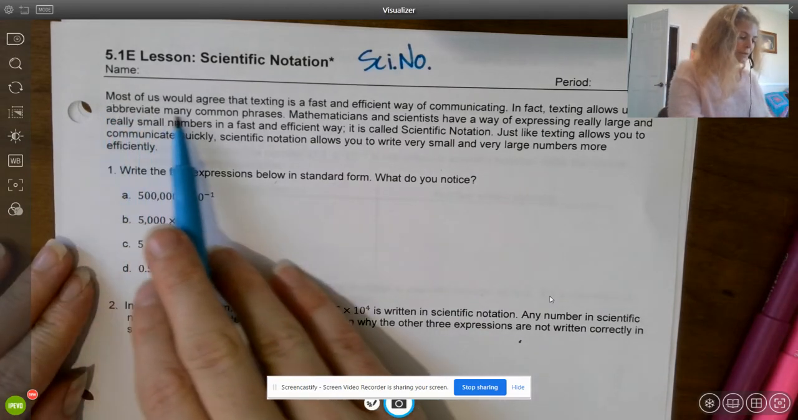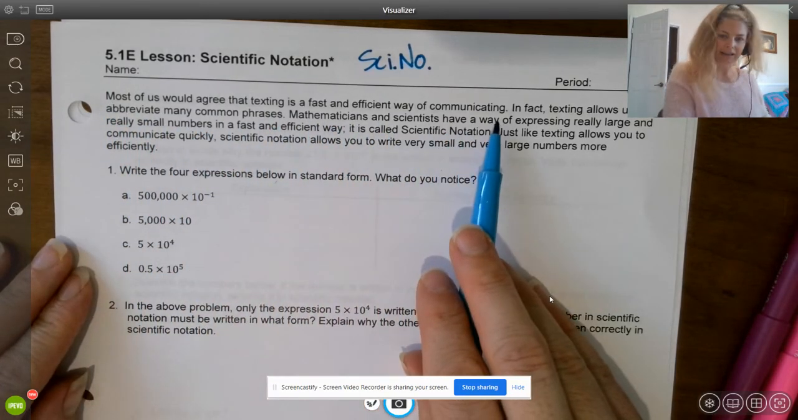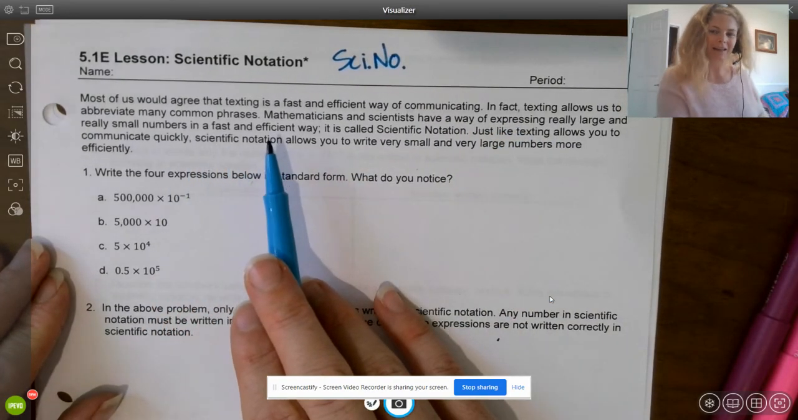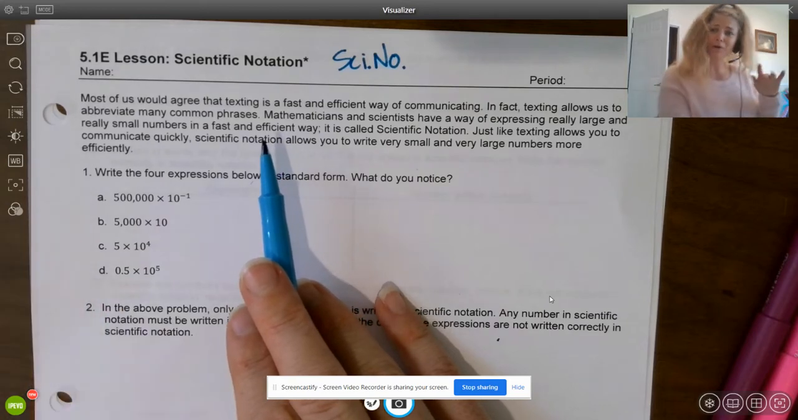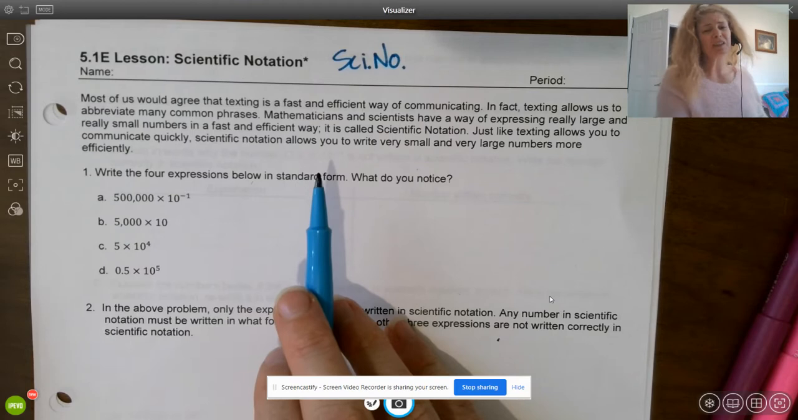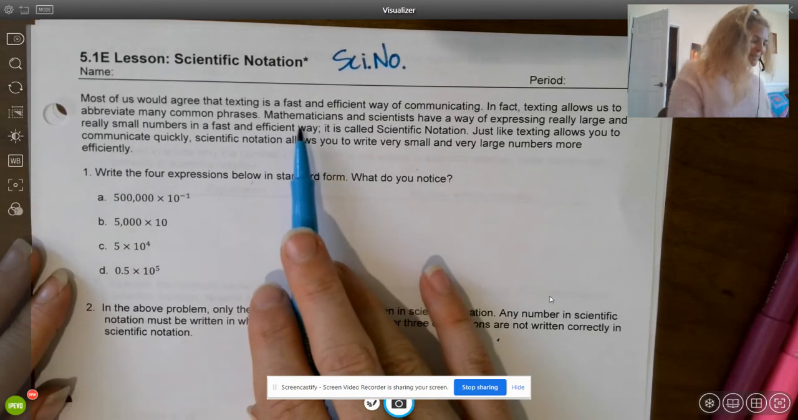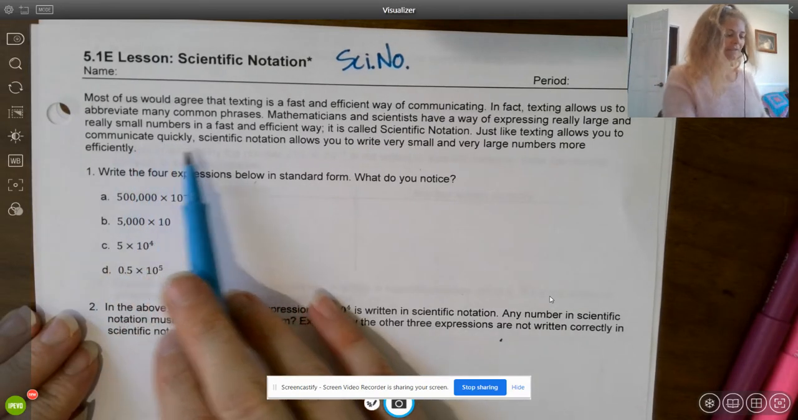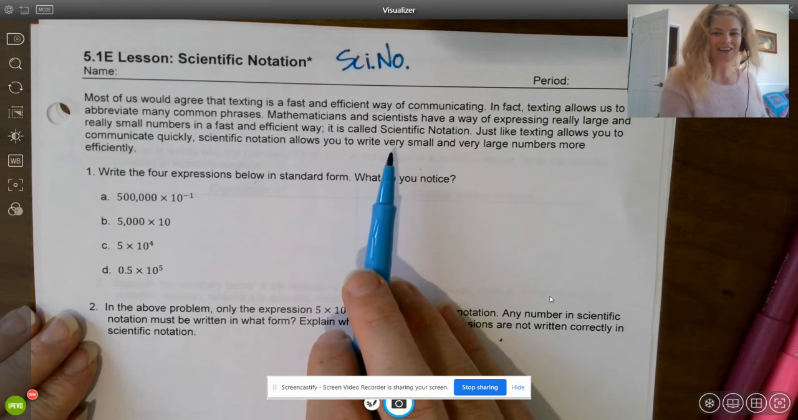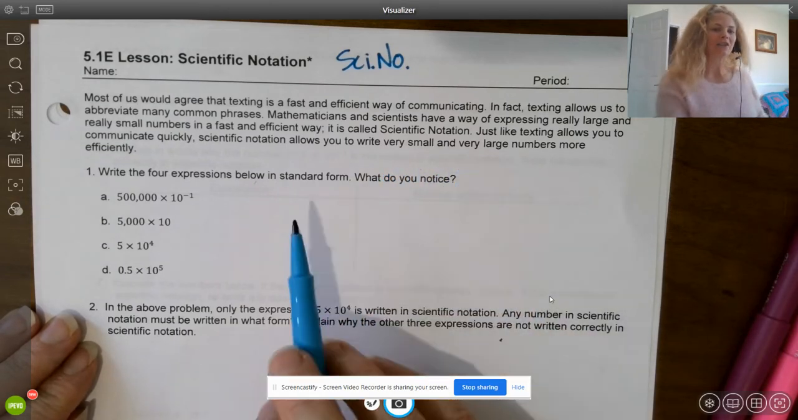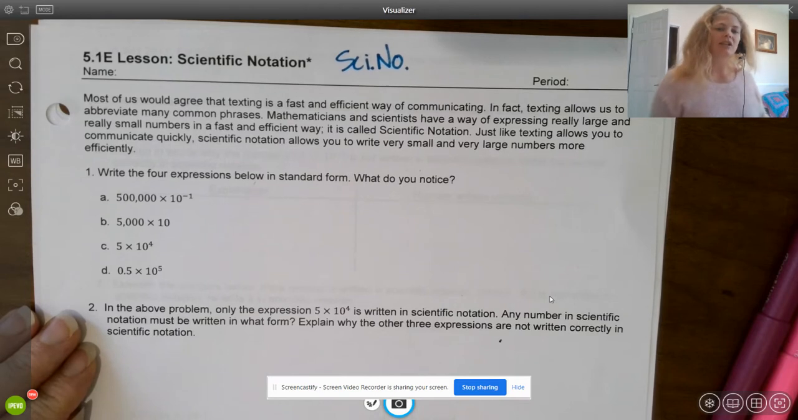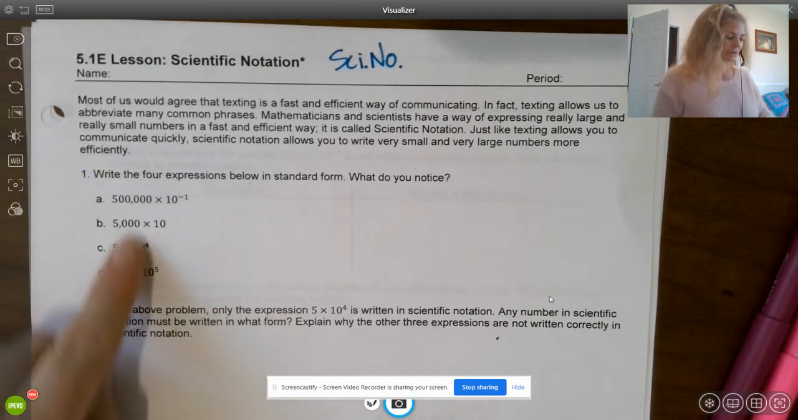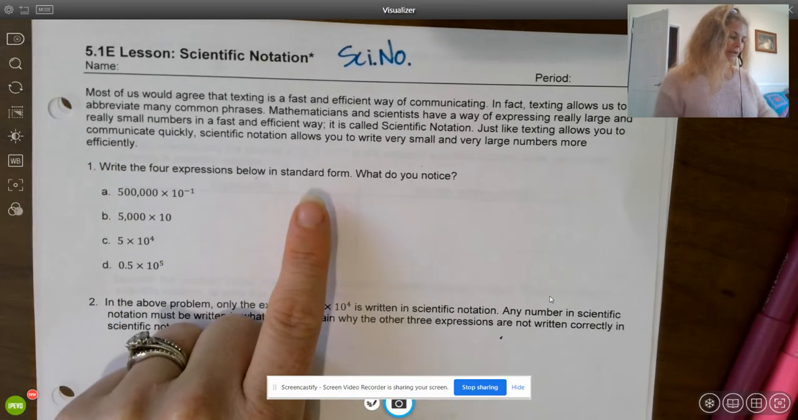Most of us would agree that texting is a fast and efficient way of communicating. In fact, texting allows us to abbreviate many common phrases. LOL, laugh out loud, 143, I love you, right? It was a really popular song when I was your age. Mathematicians and scientists have a way of expressing really large and really small numbers in a fast and efficient way, and it's called scientific notation. Just like texting allows you to communicate quickly, scientific notation allows you to write really small and really big numbers more efficiently. We're going to take a look at these 4 expressions below in standard form.